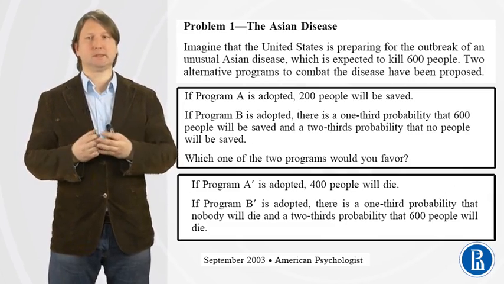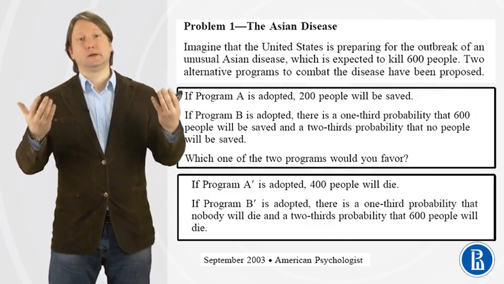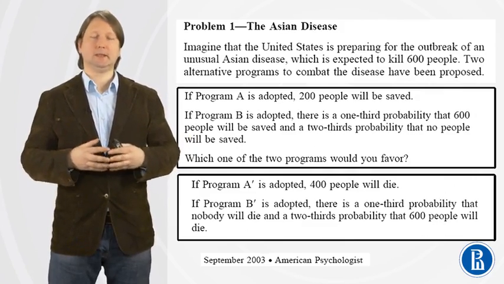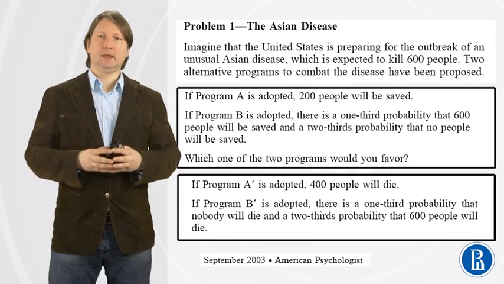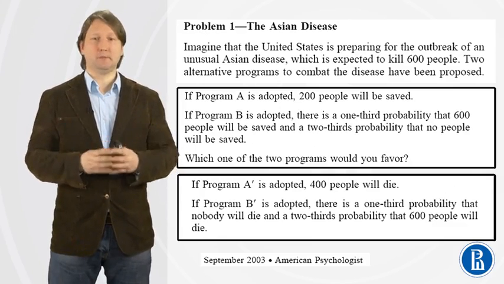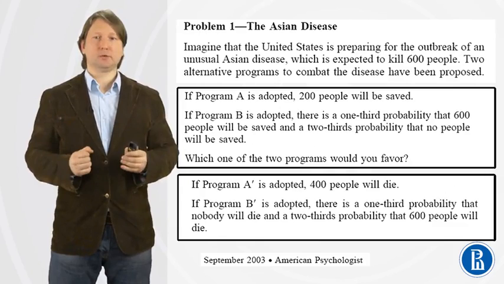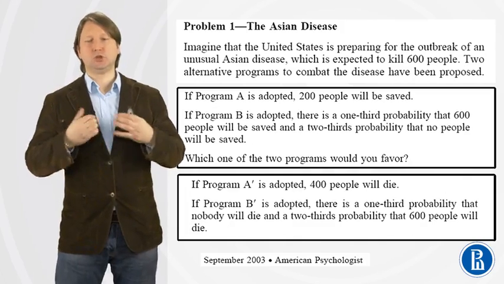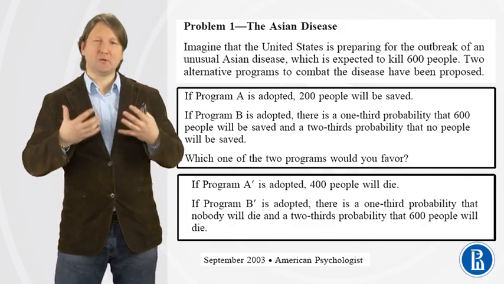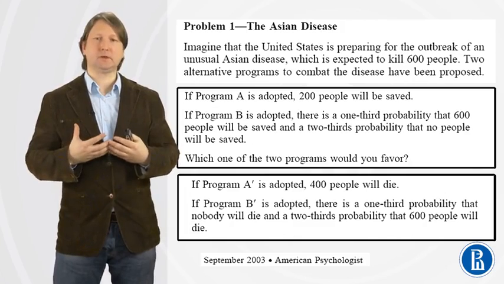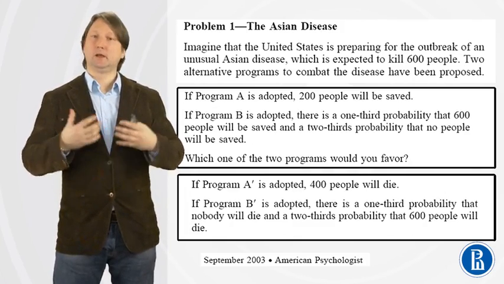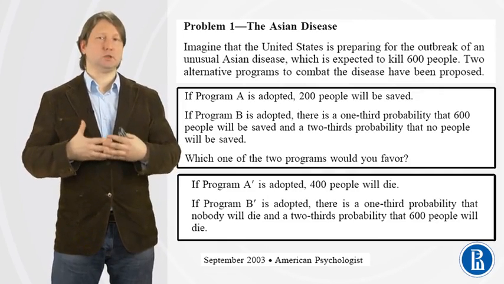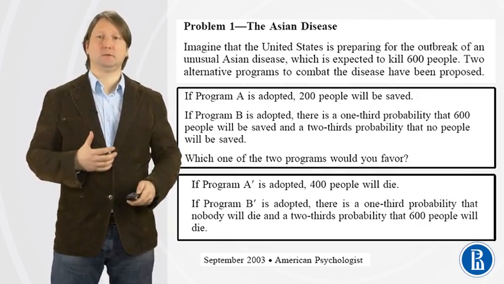In the first case, it is framed in the gain domain: 200 people will be saved. But in the second case, it is framed in the loss domain. It suggests that 400 people will die, but these are identical programs. So surprisingly, simply the framing of the options can change our decisions. Our rationality is quite limited because we cannot say that we are logical and consistent. Our decisions are very much dependent on the framing of the options.